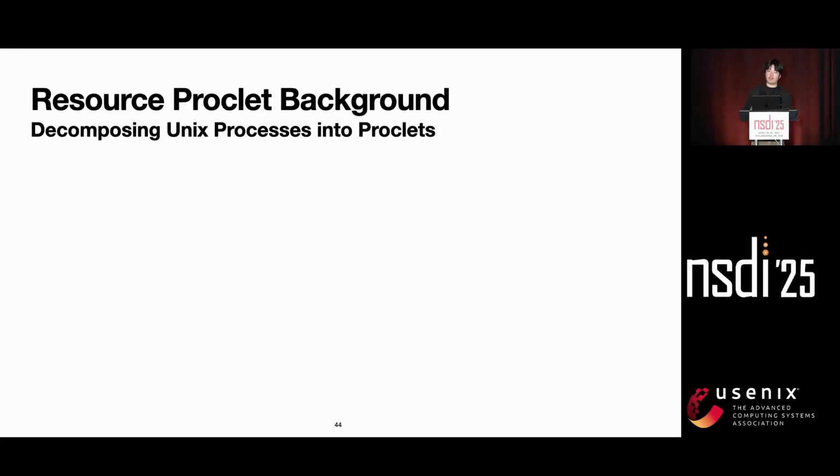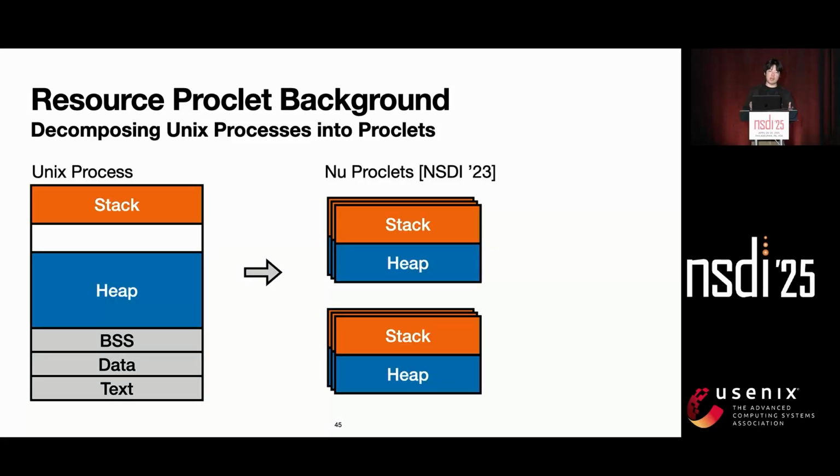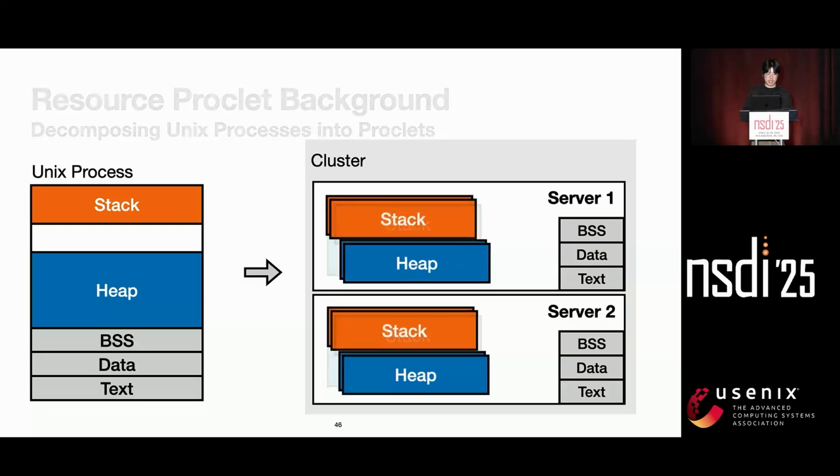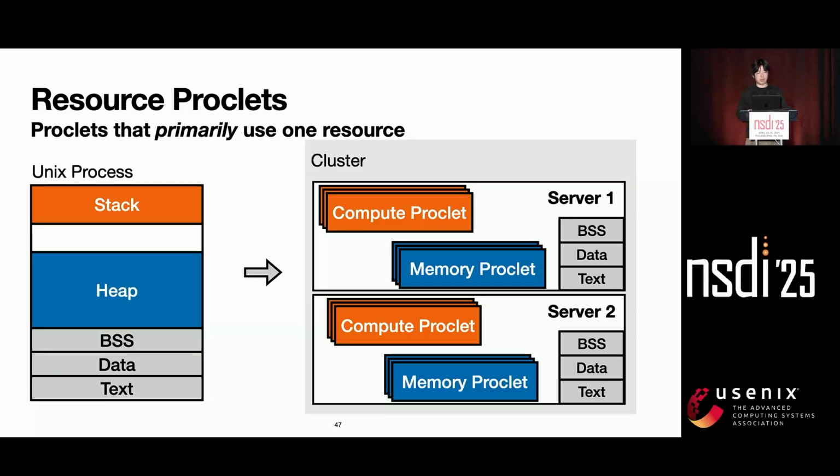We introduce Quicksand by first introducing resource proclets. To do so, I'll first give a short introduction on proclets, which are the granular units featured in NU. NU decomposes the traditional Unix process into small units, each with a heap and a stack. Proclets can be placed on different physical servers, making the application distributed. Quicksand decouples compute and memory by breaking NU-style proclets into compute and memory proclets, respectively. These proclets are what we call resource proclets, which are units that primarily use one resource.